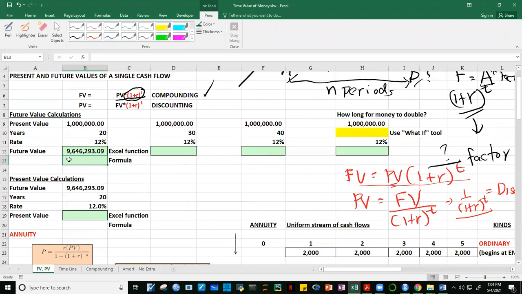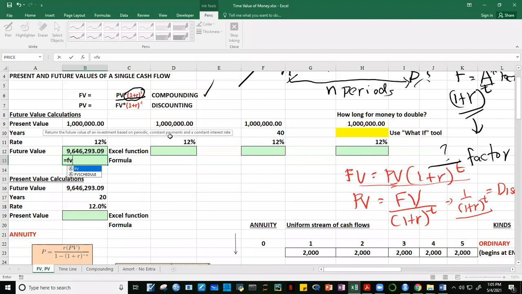Okay, so to check this, guys, we can use the function in Excel called FV. So if we write FV, we'll see that the choices are FV and FV schedule. And FV returns the future value of an investment based on periodic constant payments and a constant interest rate. In our case, do we have a periodic constant payment? What do you think, guys? Do we have a periodic constant payment?